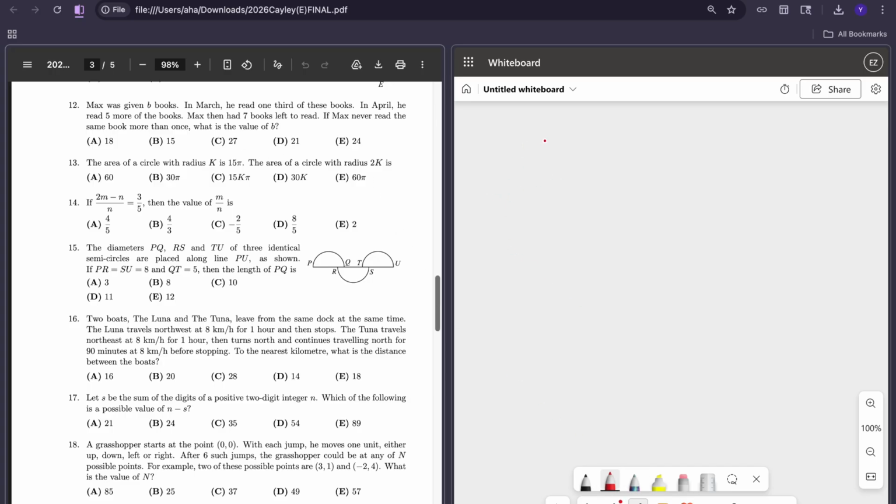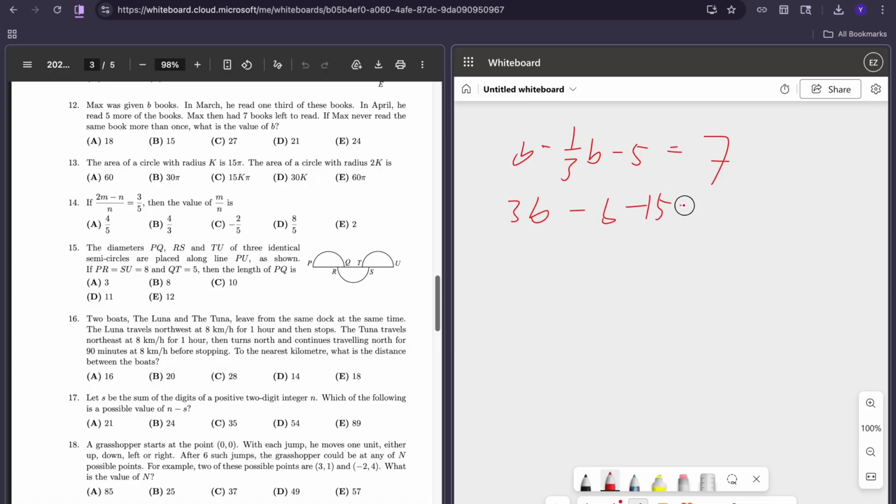We'll list our expression first. So B books minus 1/3 of B in March minus 5 books in April, then left 7 books to read. Then we simplify, so 3b minus b minus 15 equals 21. So we get 2b equals, move 15 to the other side, 36, b equals 18. So our right answer is A, 12.